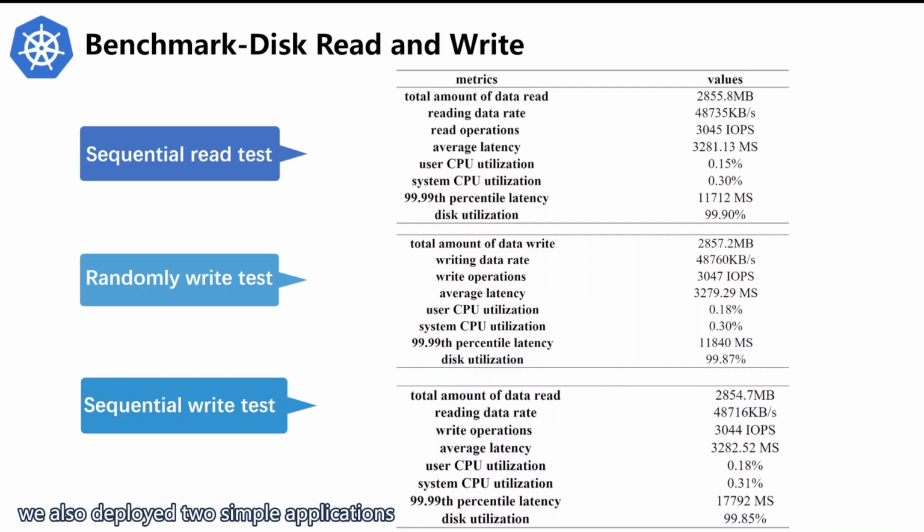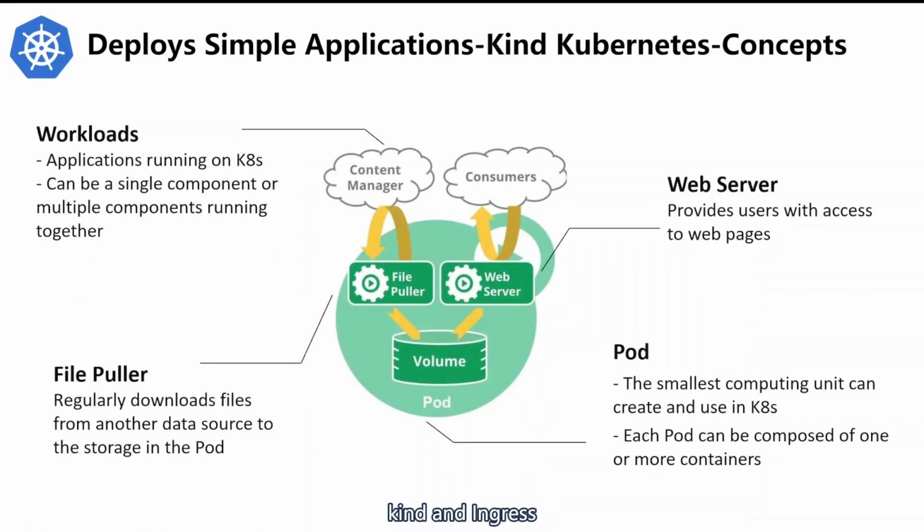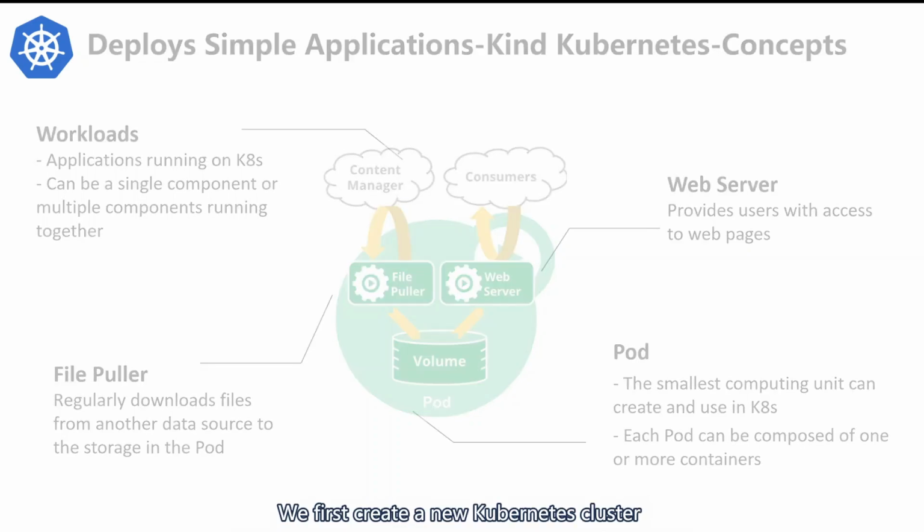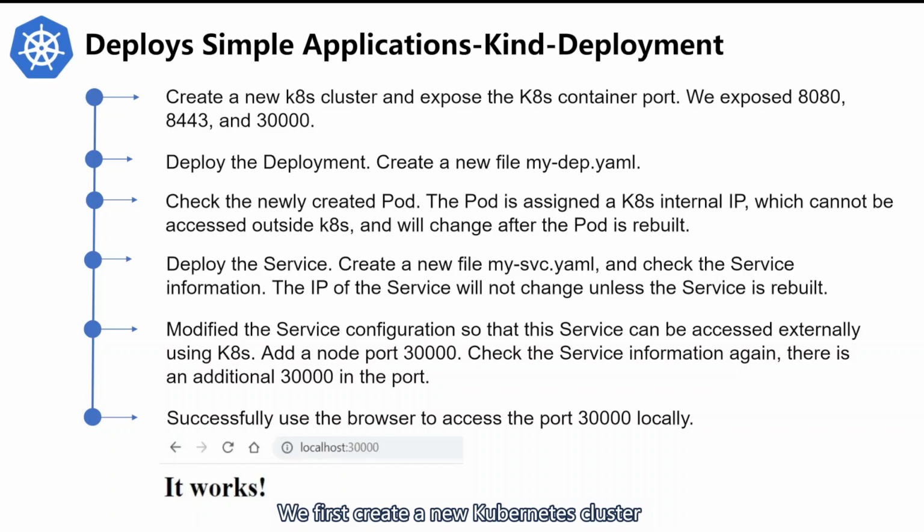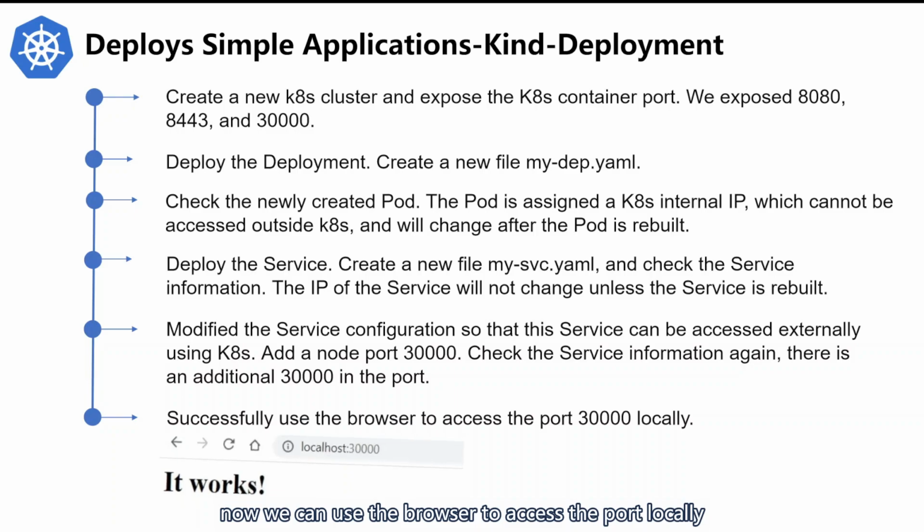We also deploy 2 simple applications, CAN and Ingress. This picture shows 2 containers running in a pod. We first create a new Kubernetes cluster and expose container pod. Then we deploy the deployment. Check the pod. Next, we deploy the service. After these operations, we modified the configuration and added a node port 30000. Now we can use the browser to access the port locally.